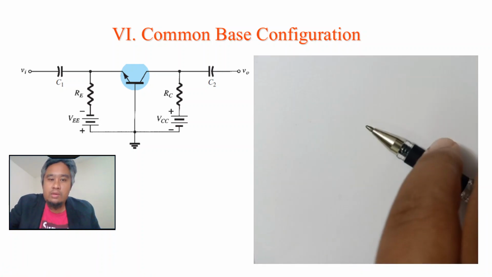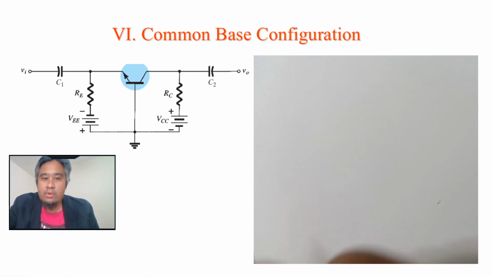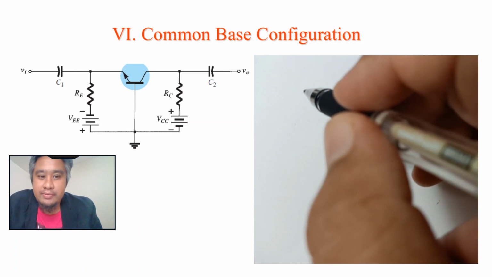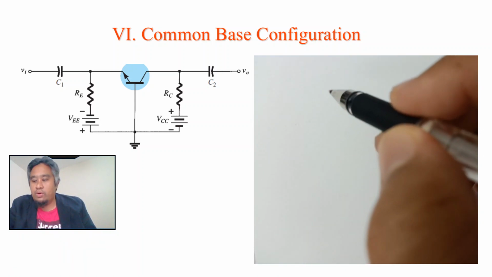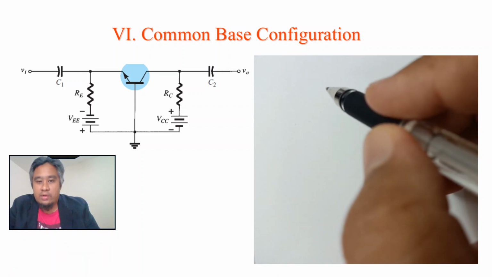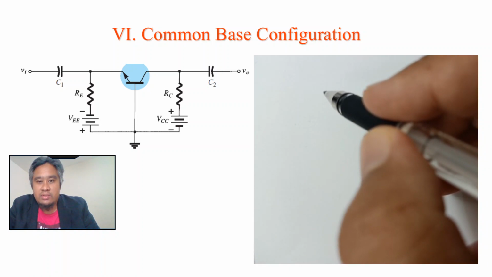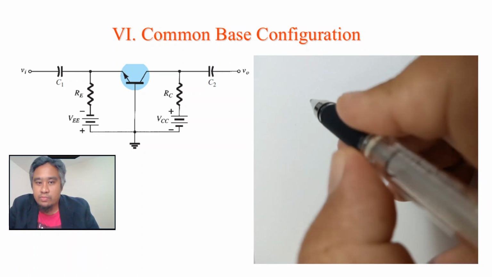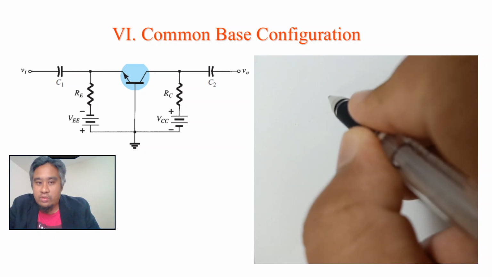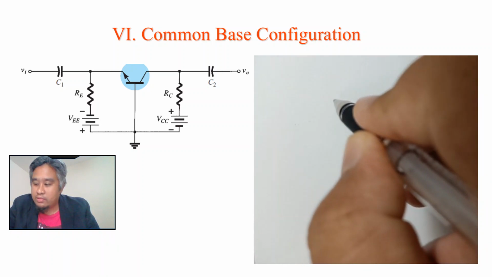Okay, let's start. Firstly, if you remember, the first step to do the DC analysis is to remove the capacitors. So we have to redraw the circuit like this.